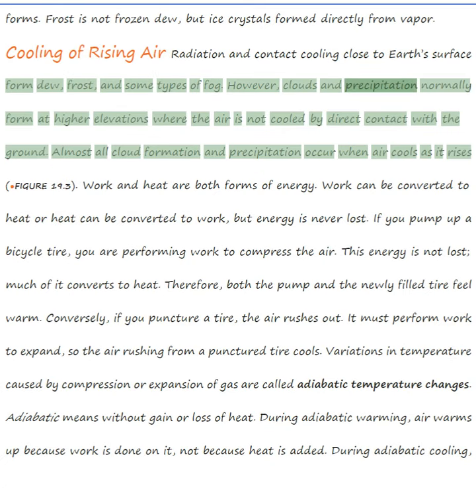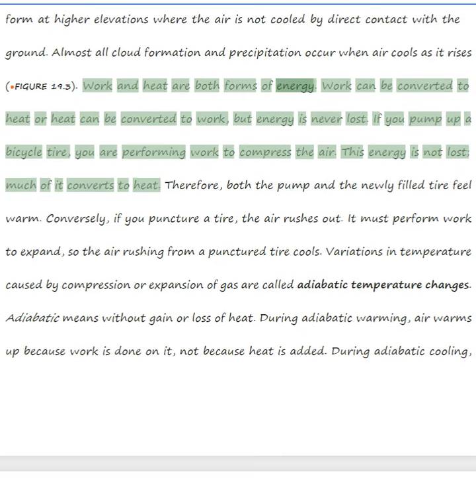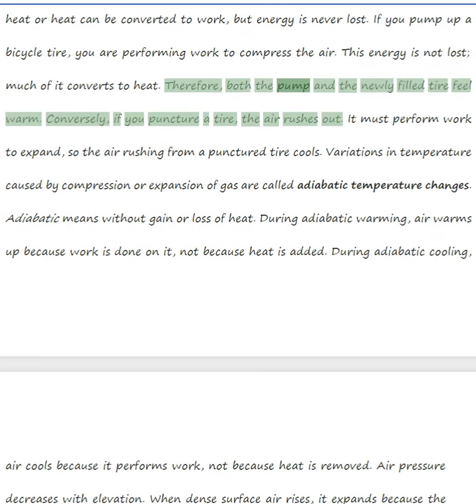However, clouds and precipitation normally form at higher elevations where the air is not cooled by direct contact with the ground. Almost all cloud formation and precipitation occur when air cools as it rises. Work and heat are both forms of energy. Work can be converted to heat or heat can be converted to work, but energy is never lost. If you pump up a bicycle tire, you are performing work to compress the air. This energy is not lost; much of it converts to heat.